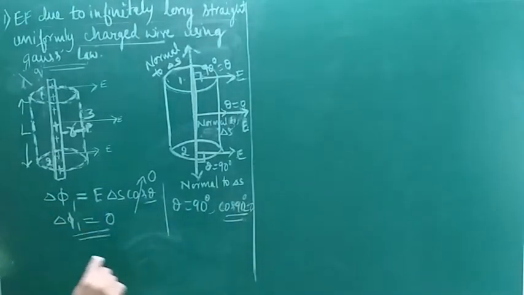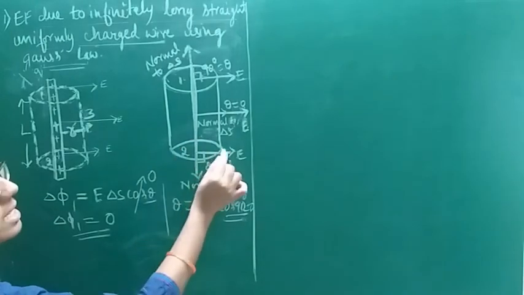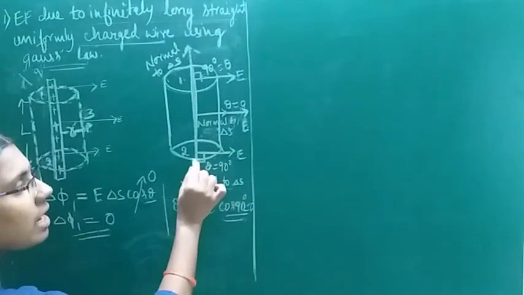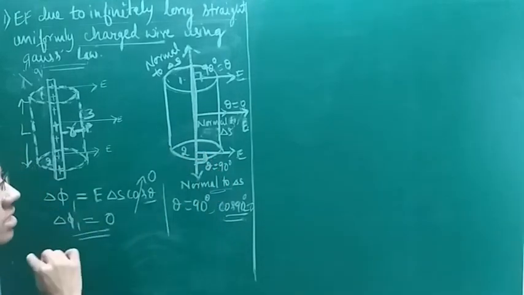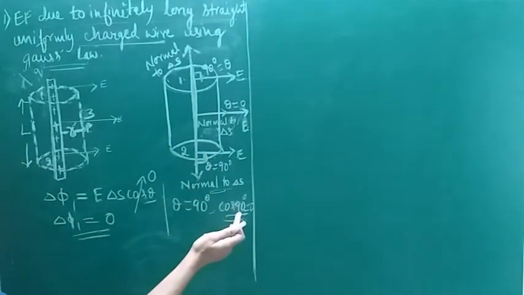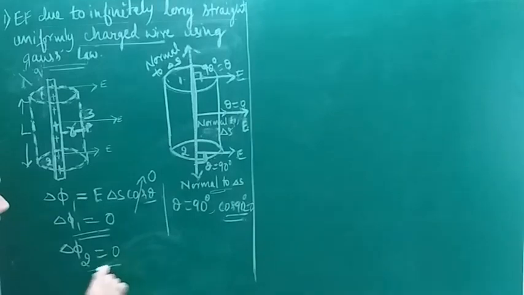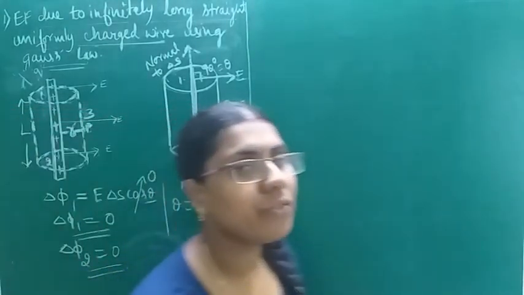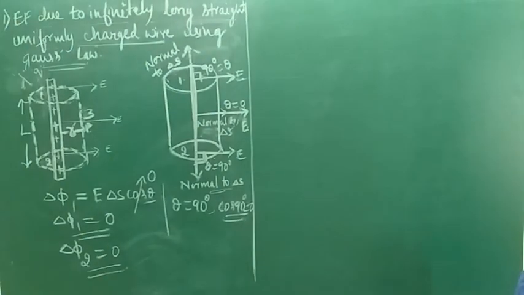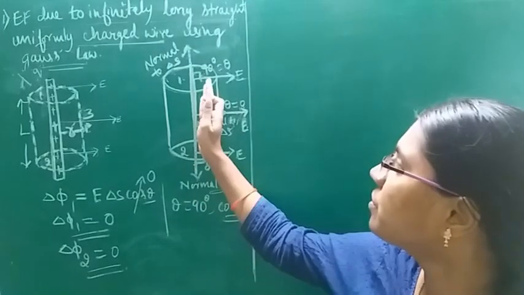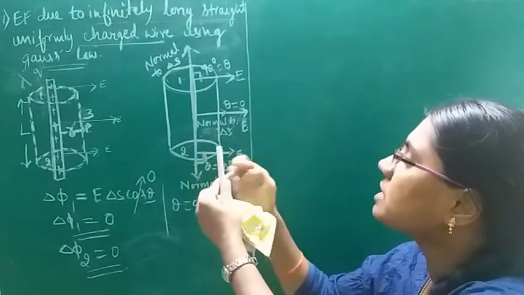In a similar way, if we consider the second circular end, here also the electric field and the normal to delta S are perpendicular to each other. Therefore, here also cos 90 is 0, and 0 multiplied by anything is 0. So, similarly, the flux due to the second surface is also 0. Then we have to find the flux due to the third surface. So how can we find the flux due to the third surface? The third surface is the curved surface, right?